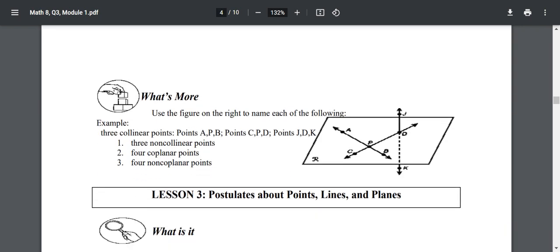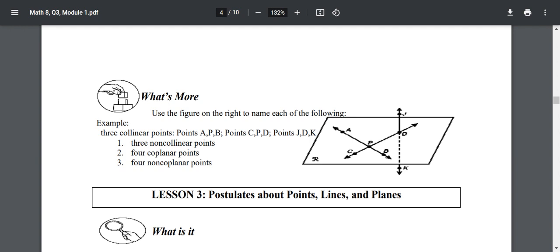So we have here what's more your practice activity. Use the figure on the right to name each of the following. So may given figure ani plane R, then ay mga points A, C, P, B, D, K, and J. Then ay mga lines C, D, A, B, J, K.